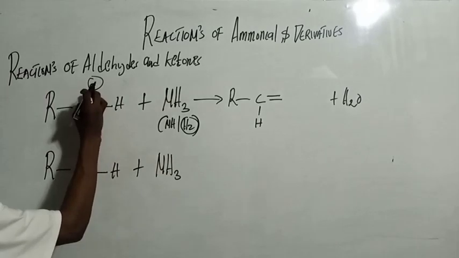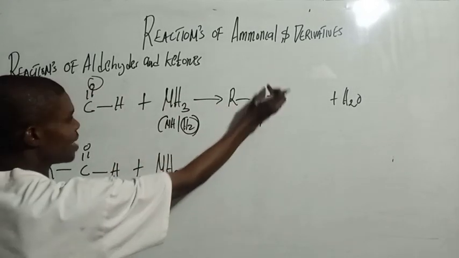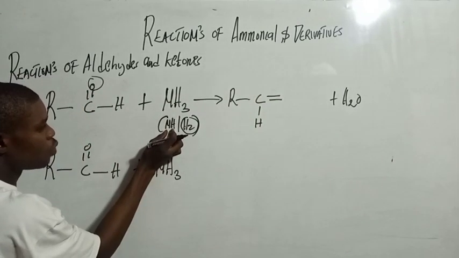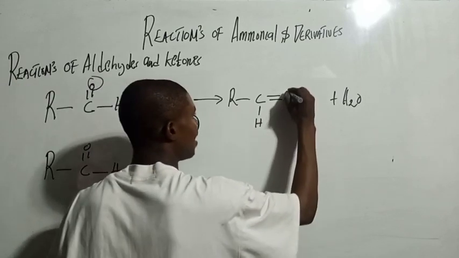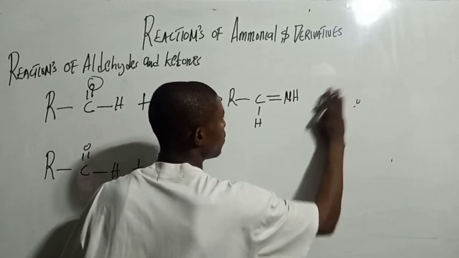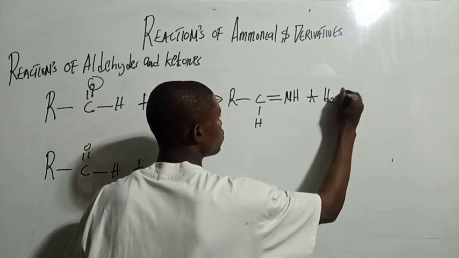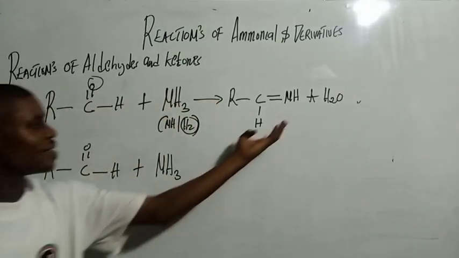Now, the main reason why you carry the hydrogen to this other point here instead of up is so that you can easily bond this nitrogen here. So you have N, H, plus H2O. Can you see that? So this is the product.